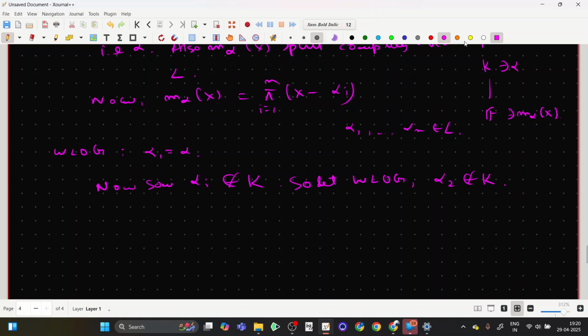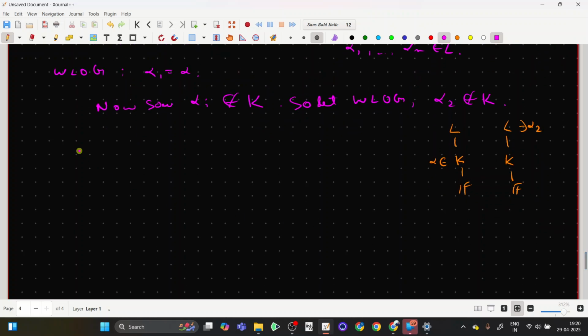Getting my point? So let me just redraw the diagram. Let me draw it in this way. So I have L over K over F. What I have is alpha in K and alpha_2 in L. This is something which we have, right? So how can we proceed from here? Let me think. Now observe the following. Now alpha_1 and alpha_2 have the same minimal polynomial, right?